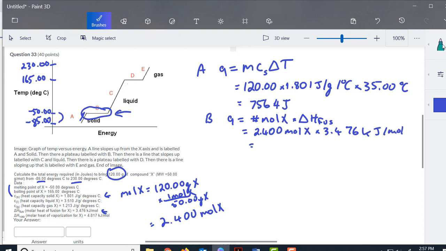So that comes out to be 8.342 kilojoules. But we're going to need everything in joules so that everything can be added together at the end. So I'm going to convert that into joules. We'll do that by multiplying by 1000 joules over 1 kilojoule. And that's going to be 8342 joules.